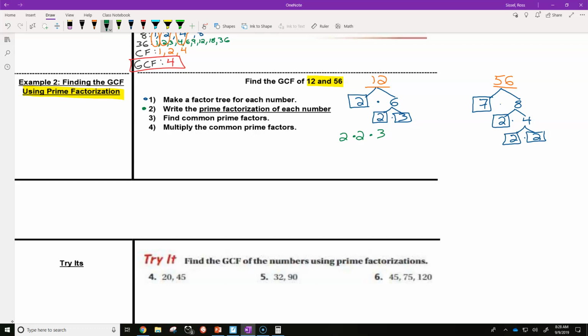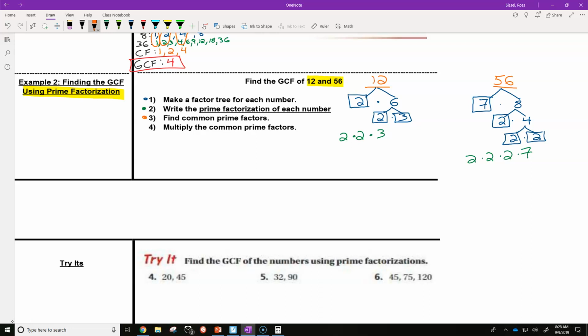I heard from Trevor. 7 times 2 times 2 times 2. Good. I like to write my smallest numbers first, but you're totally fine with that, okay? He said 7 times 2 times 2 times 2. That's fine. It's always best to put them in numerical order. 2 times 2 times 2 times 7. Okay? Step 3.